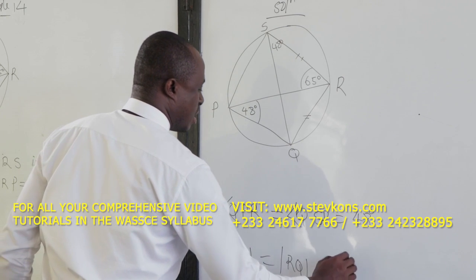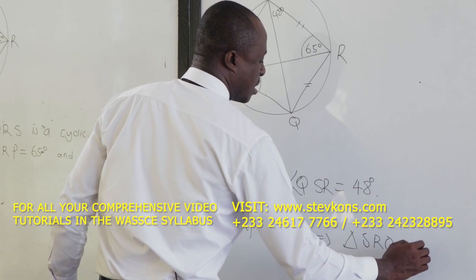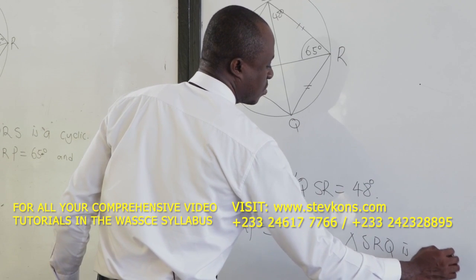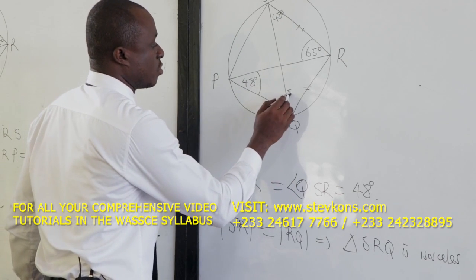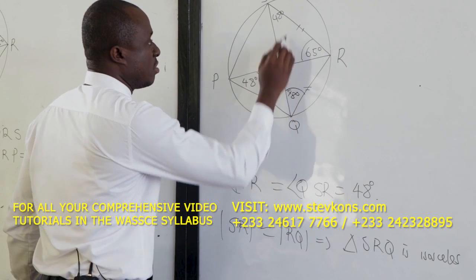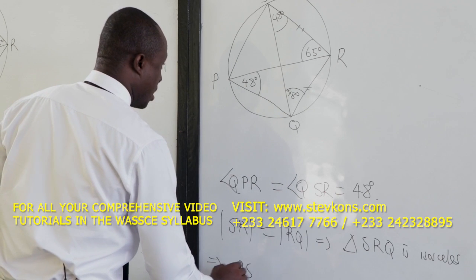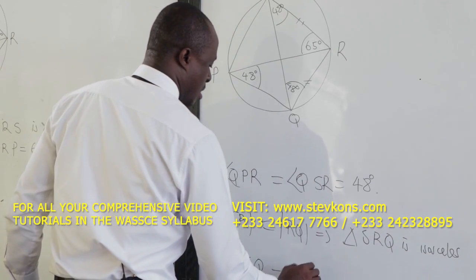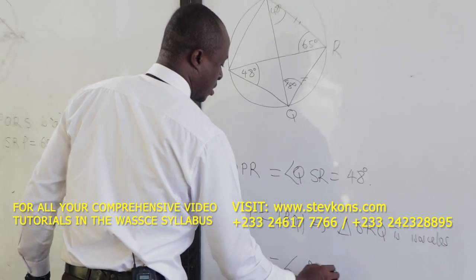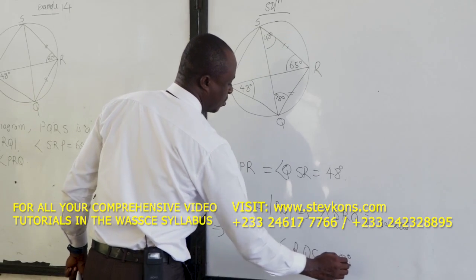This implies that triangle SRQ is isosceles, and for isosceles triangles, base angles are equal. So angle RSQ is equal to angle RQS, which is equal to 48 degrees.